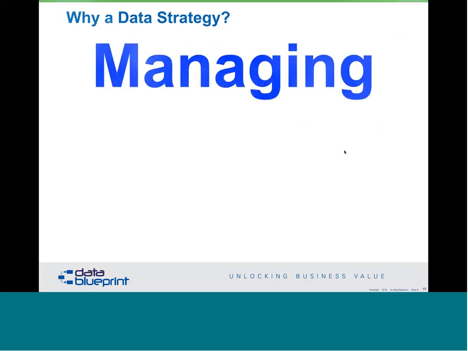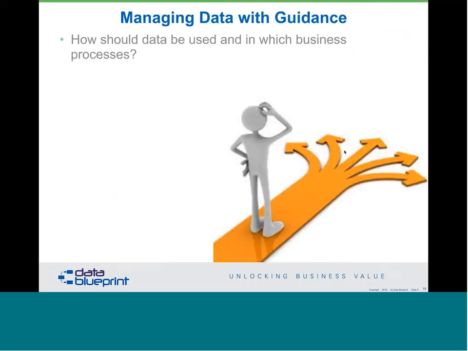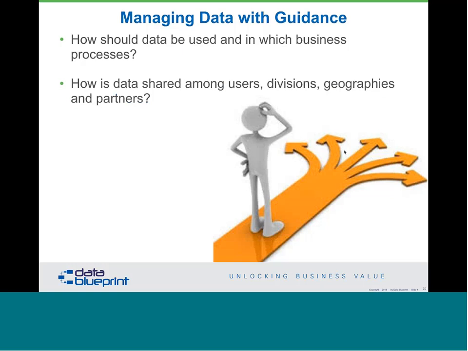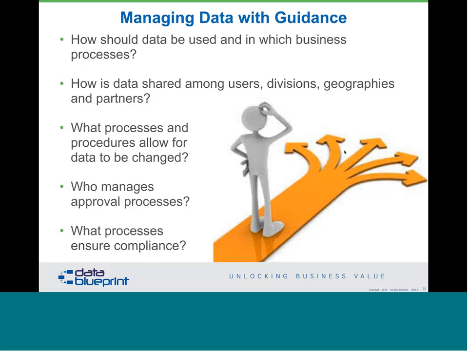Because this is what we're talking about. Data strategy helps you manage data with better guidance. And if you don't have that guidance, it's very, very difficult to show value and also to justify the kinds of programmatic activities that we need to do. So our data strategy tells us how data can be used and which business processes are going to be subject to the first version of this. Notice I version it. You should have many, many versions or instances of it. You should be able to show how data is shared among users, divisions, geographies, partners, whatever it is we're looking for, what processes and procedures allow the data to be changed, and who manages the approval processes and ensures compliance.